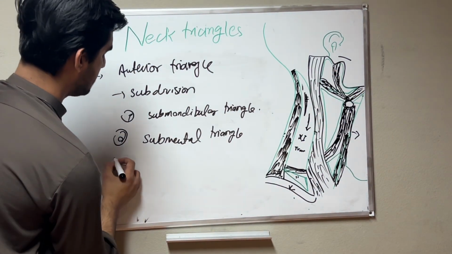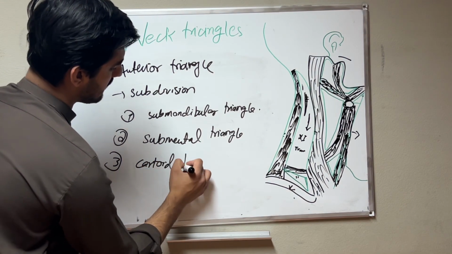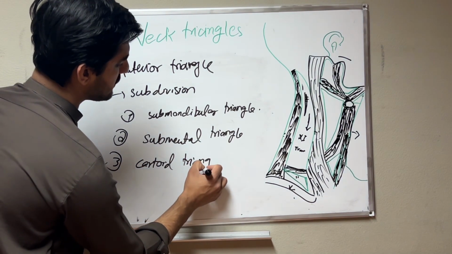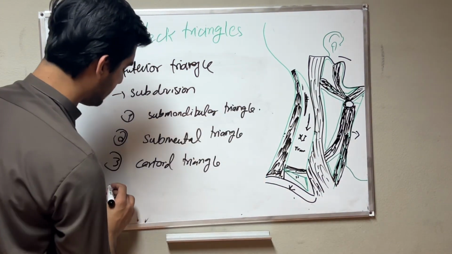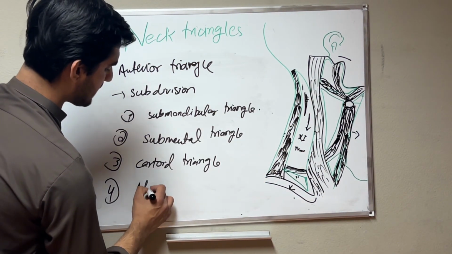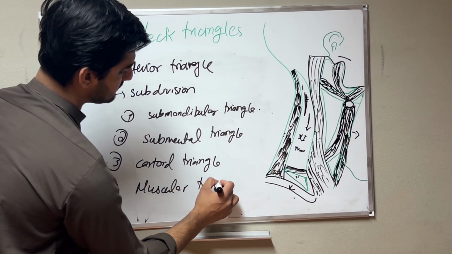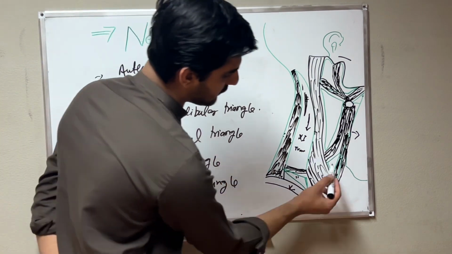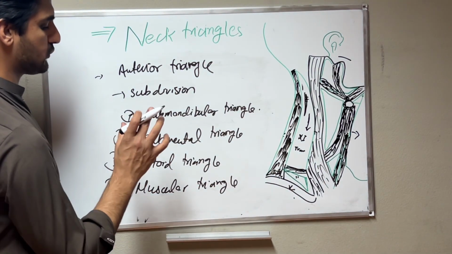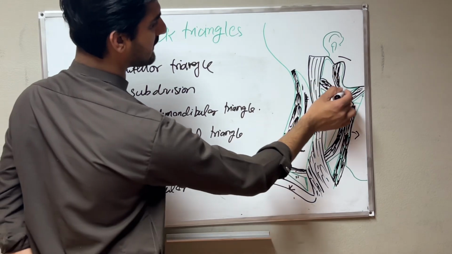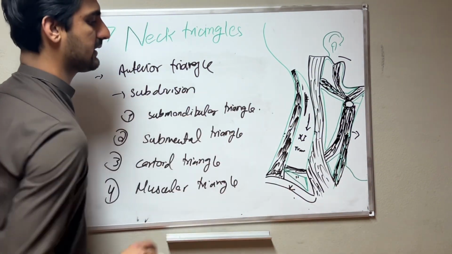The third one is the carotid triangle. This is the carotid triangle. And the fourth one is the muscular triangle, this one. It means the anterior triangle is divided into four triangles: submandibular triangle, submental triangle, carotid triangle, and muscular triangle.